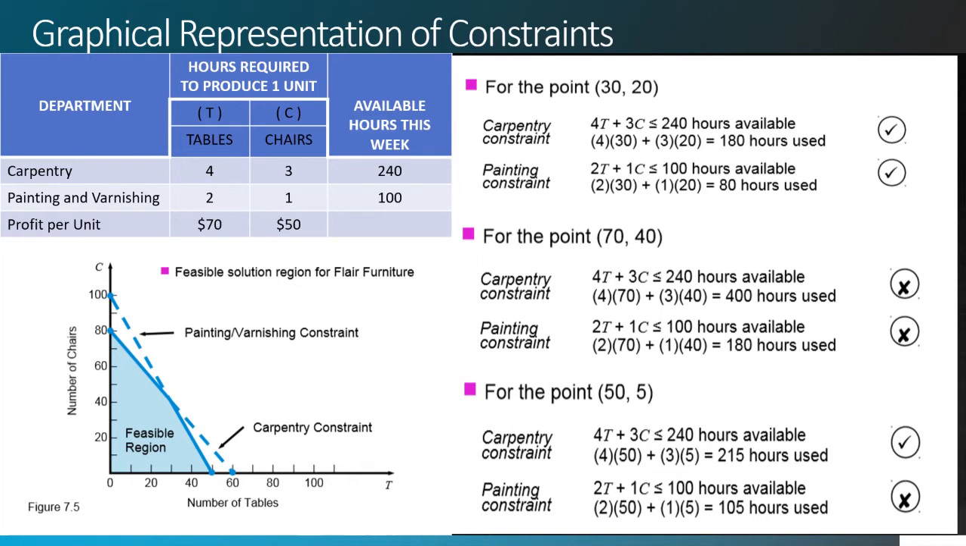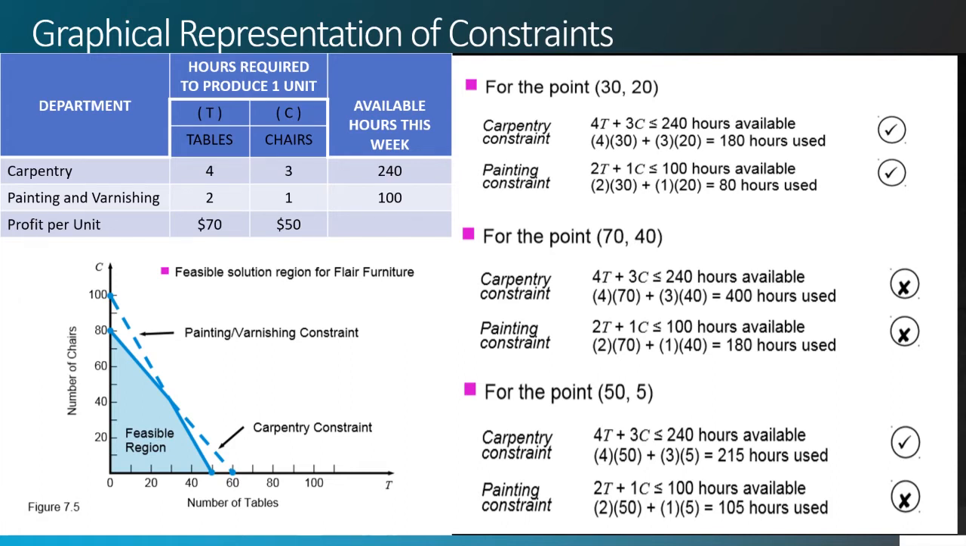Considering the hours available and hours used, we can say that it would be feasible to manufacture 30 tables and 20 chairs because under carpentry, hours available is 240 and hours used is 180. Under painting, hours available is 100 and hours used is 80.